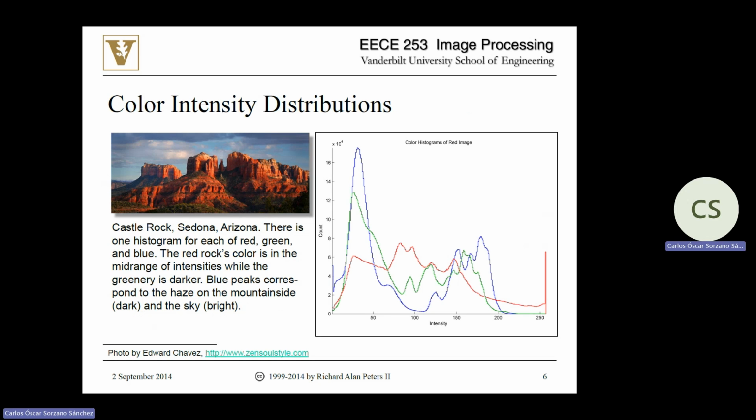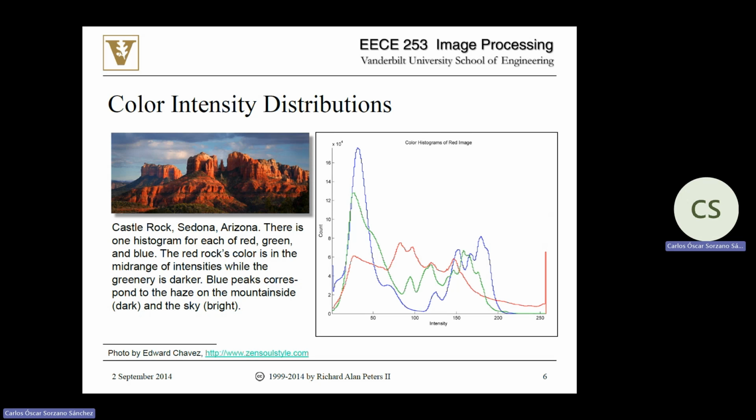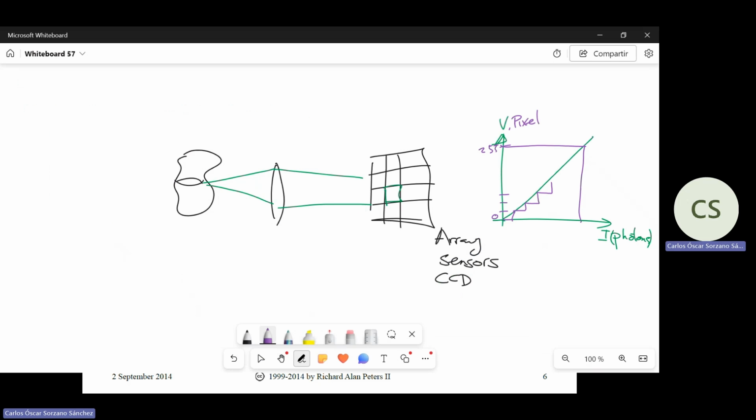We have color images. So far we have worked with gray images. So gray images, we only have a channel, so we only have a matrix of numbers. But when we have color images, like this one, now we have three layers or three matrices of numbers.